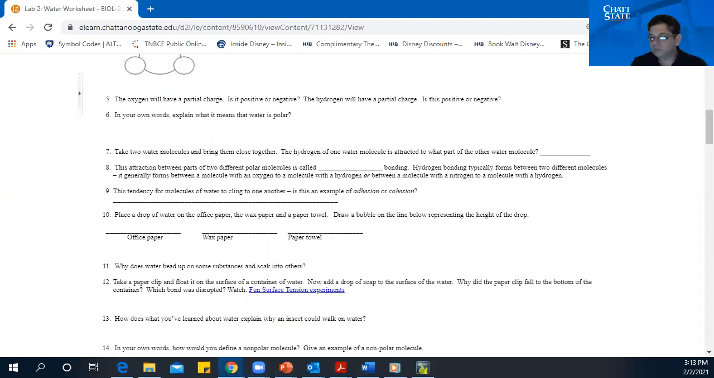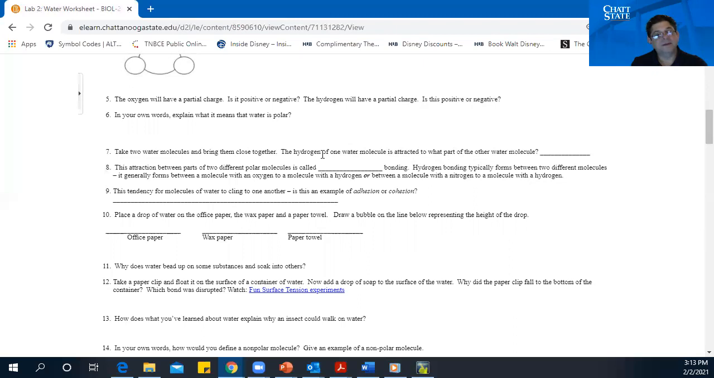Take two water molecules, bring them close together. The hydrogen of one water molecule is attracted to what part of the other? The more positive. Oxygen. Yeah, the hydrogen is actually positive though. The hydrogen of one water molecule is attracted to what other part of the other water molecule, if the hydrogen side is positive?